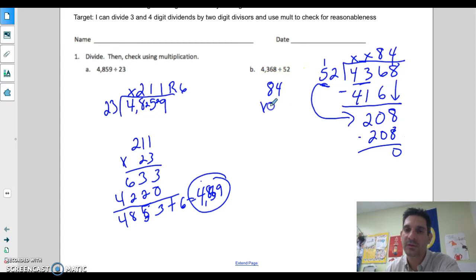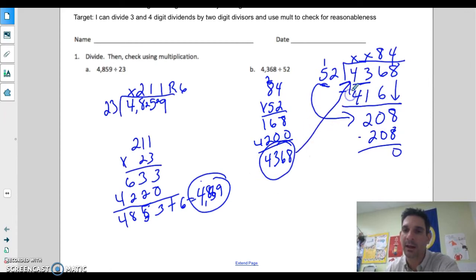So let's try it out. 84 times 52, 816, 0, 0, 42, 4, 3, 6, 8. Winner, winner, chicken dinner. All right, let's go to the next one.